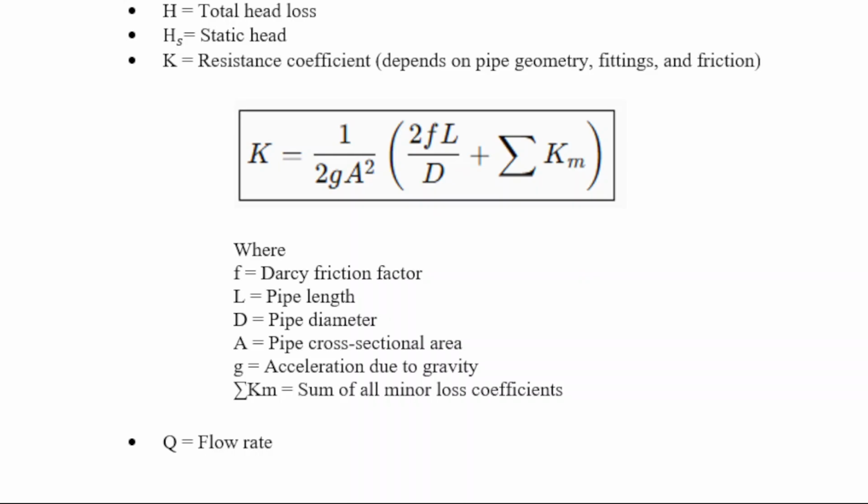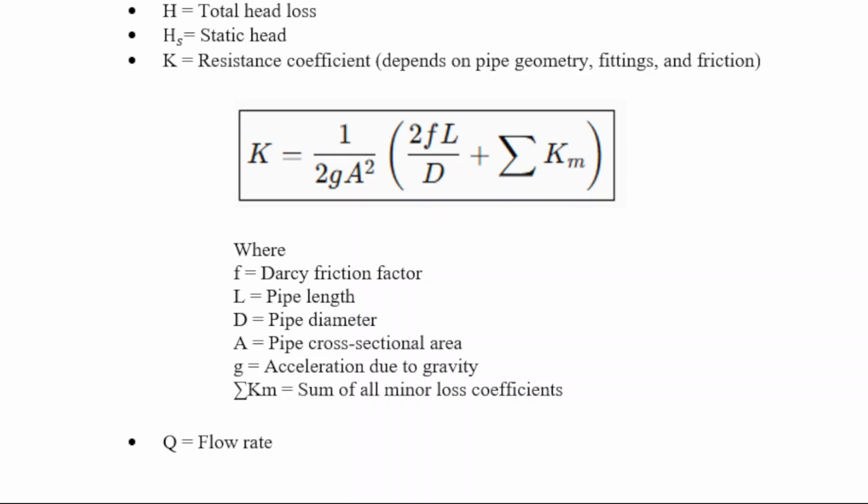Now, let's look at the equation used to calculate the resistance coefficient, K. The resistance coefficient depends on several parameters. F is the Darcy friction factor, which represents the friction between the flowing liquid and the pipe wall. L is the pipe length. D is the pipe diameter. A is the pipe cross-sectional area. G is the acceleration due to gravity.